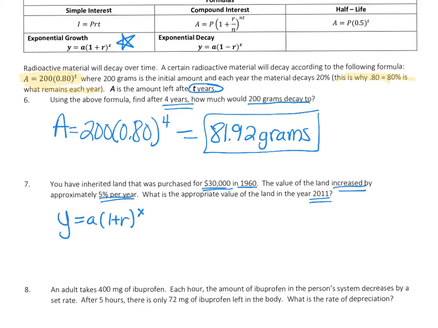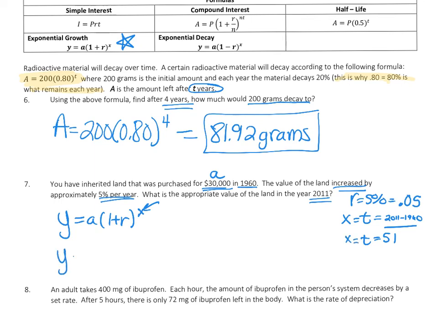So I know that my A, or my initial amount, is 30,000. I know that my rate is 5%, but written as a decimal, that's 0.05. And then I need to know what my X, or sometimes it's called my T, is. Well, I started in 1960, and now they want to know in 2011. So I need to figure out how much time has gone by. So I'm going to do 2011 minus 1960. And that means 51 years went by. So my T, or my X, is going to be 51.